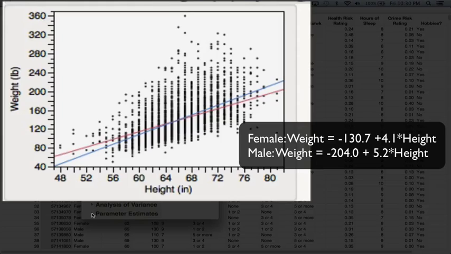This tells us that at lower heights, females generally weigh more than males at the same height. However, at higher heights, males, on average, weigh more than females of the same height.